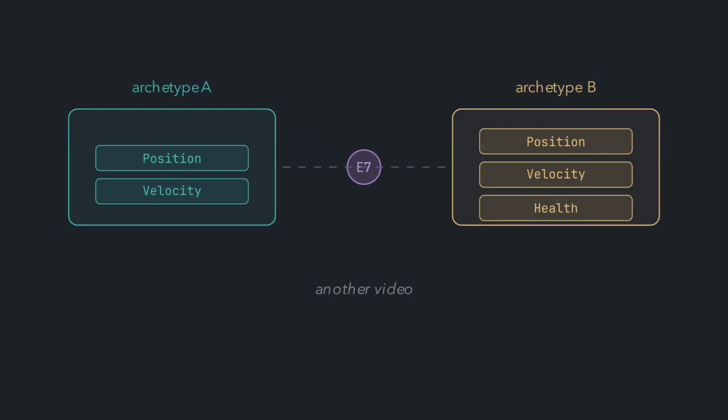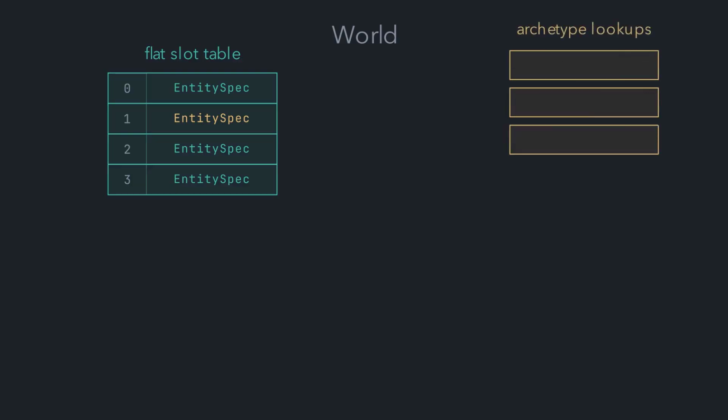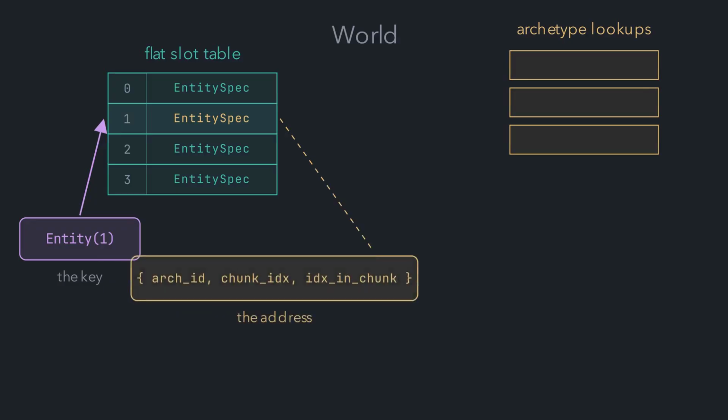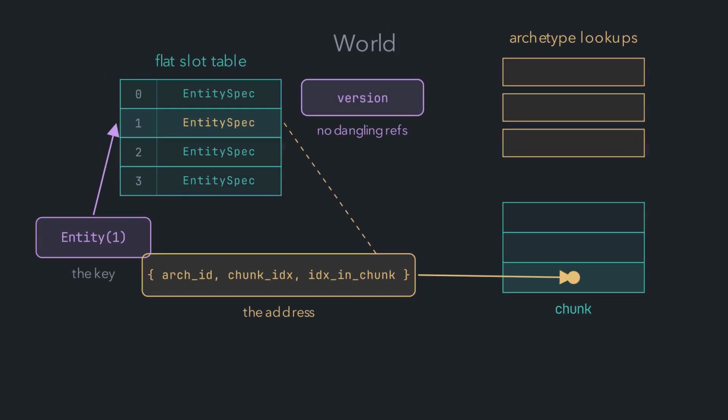That's its own topic. So to close the loop, the world is a flat slot table for entities plus a set of archetype lookup tables. The entity is the key. EntitySpec is the address. Version protects against dangling references. And that layer of indirection is what lets chunks freely rearrange their data without ever breaking a reference the user is holding.